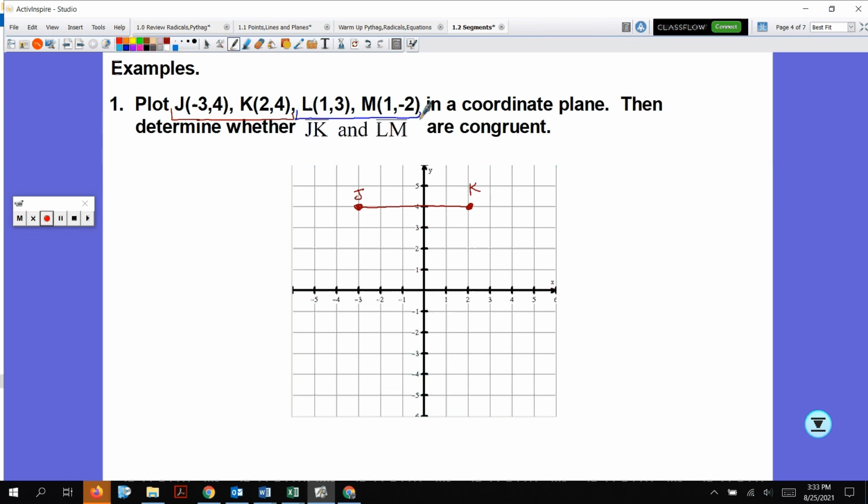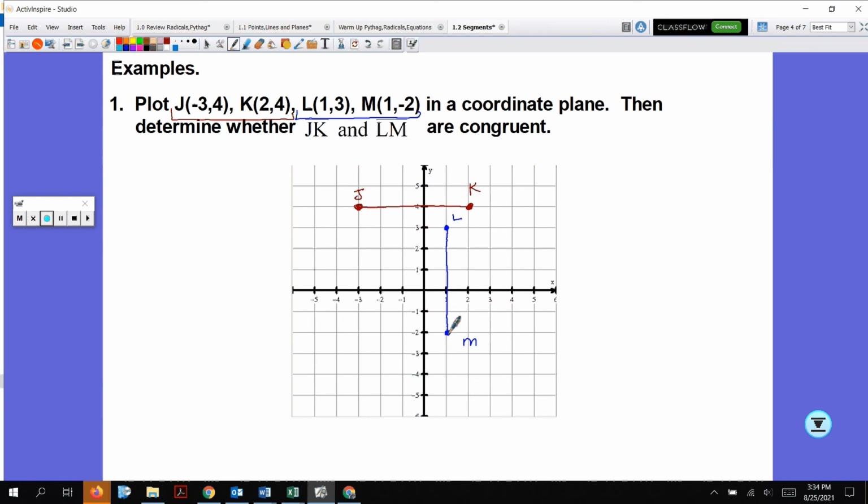Okay? Now I'm going to put LM in blue. And if you want to use colored pencils, you can. I have some in my room out. They're next to the calculators. Or just use your pencil. Totally fine. All right, so L is 1, 3. And M is 1, negative 2. I'm going to connect those 2 points. Okay, it says, then determine whether JK and LM are congruent.